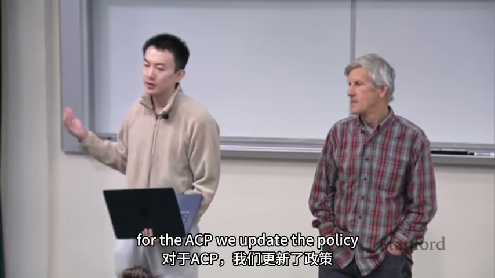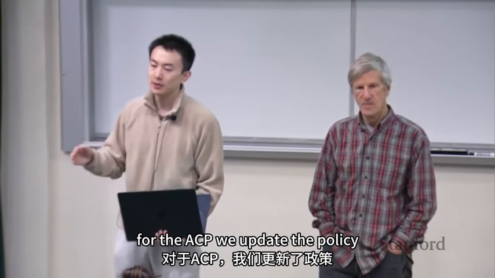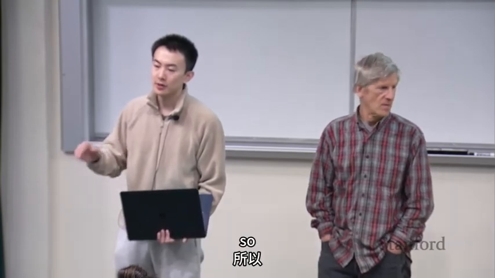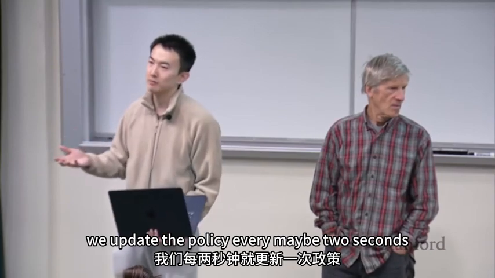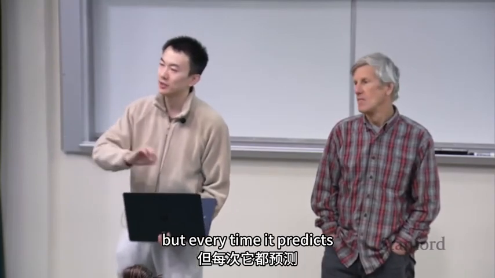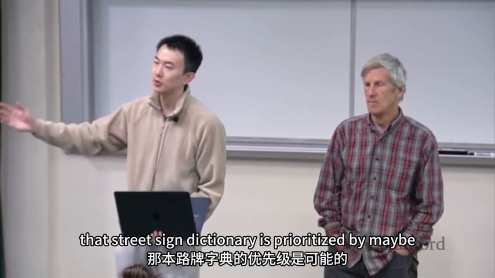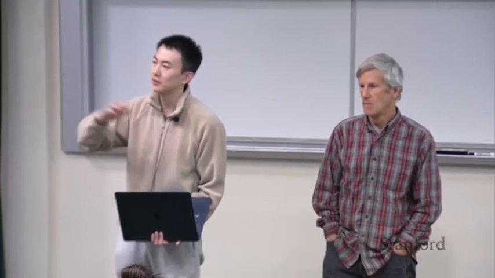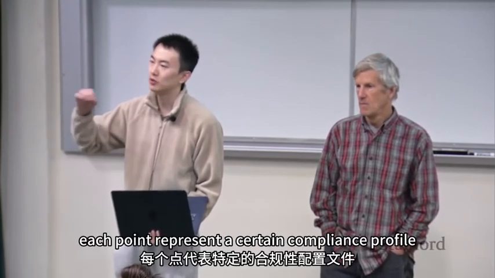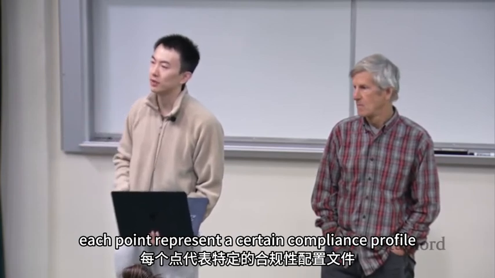For the ACP, we update the policy every maybe 2 seconds, but every time it predicts a trajectory of about 3 seconds into the future. And that 3-second trajectory is parameterized by maybe 16 or 32 points. Each point represents a certain compliance profile.